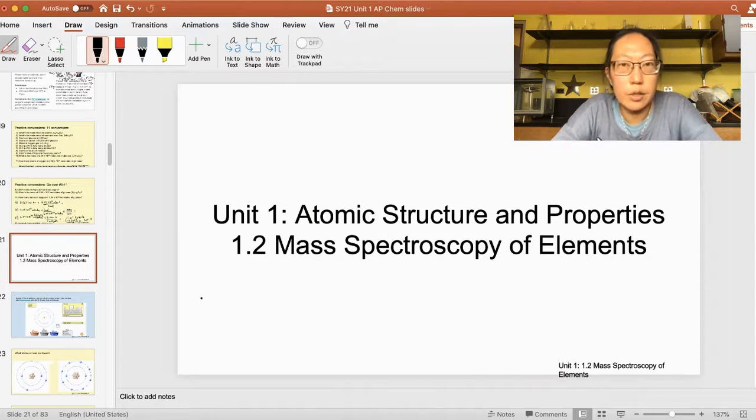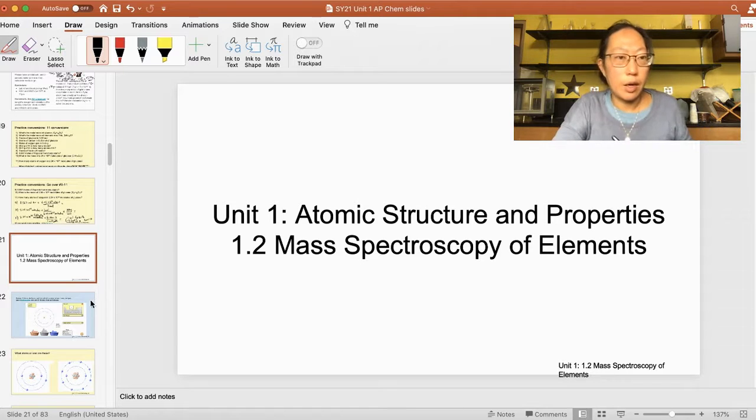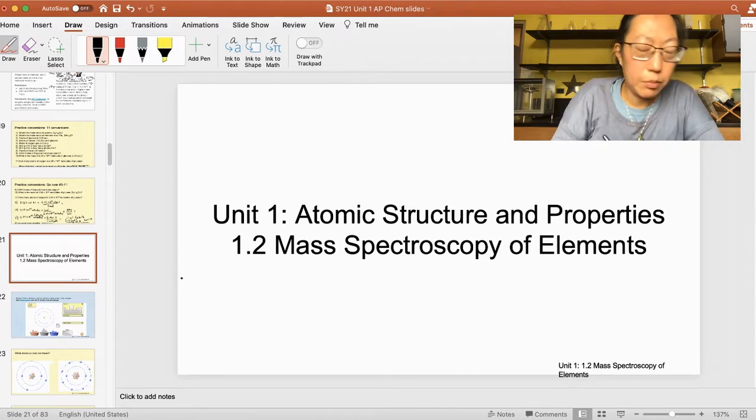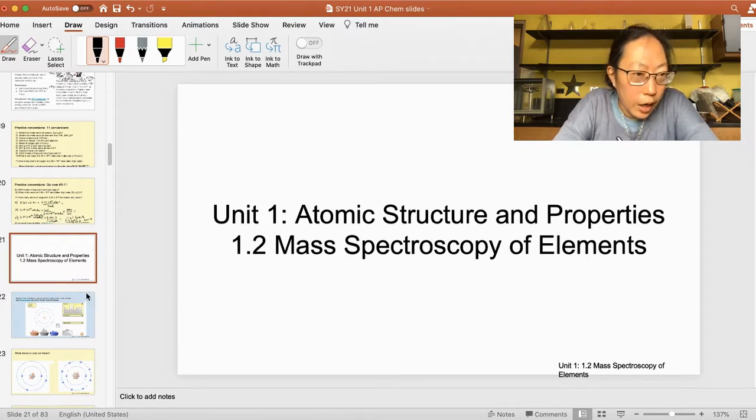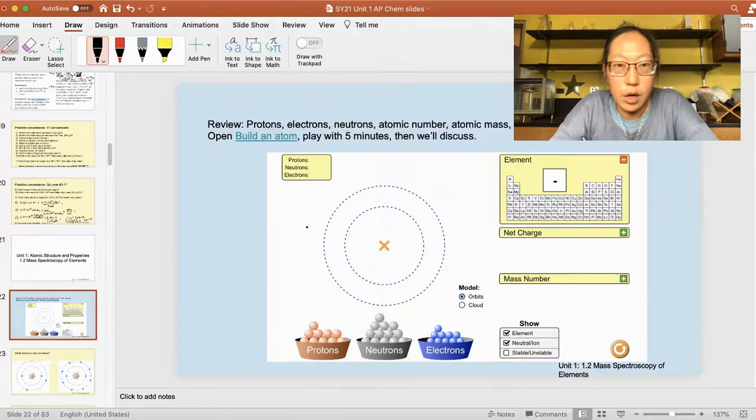Okay, so we're going to go into mass spectroscopy, and my hope is that we can finish this part by the end of class 1 and then get into naming compounds and writing formulas in class 2. That's my plan for today. We'll see how far we get, but I think we will at least cover the mass spec before the end of the break.